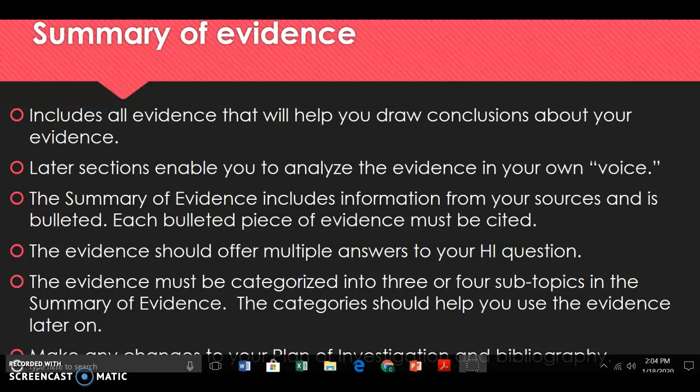The summary of evidence includes information from your sources, paraphrased, and it can be bulleted. There is actually an interest in keeping your evidence tight and short, so you don't want to include a lot of background information that's not necessary. Historical context that's key to understanding your question might be included, or used in your analysis might be included, but bulleted information should be brief, okay?